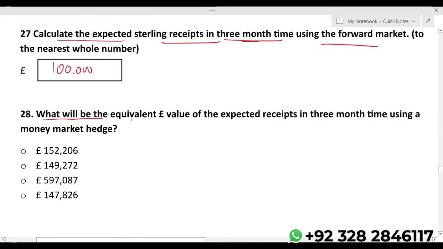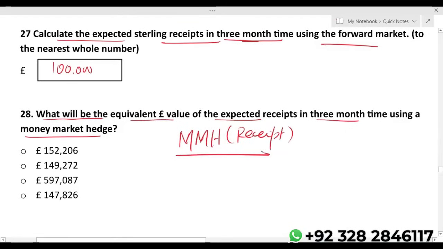What will be the equivalent pound sterling value of the expected receipts in 3 months' time using a money market hedge? Money market hedge, receipt. Actually, a money market hedge for a receipt means we hold a foreign exchange asset. For a foreign exchange asset, you need to create a foreign exchange liability. So step 1 is the borrowed amount. We will not borrow the exact $300,000. We'll borrow the present value of $300,000.